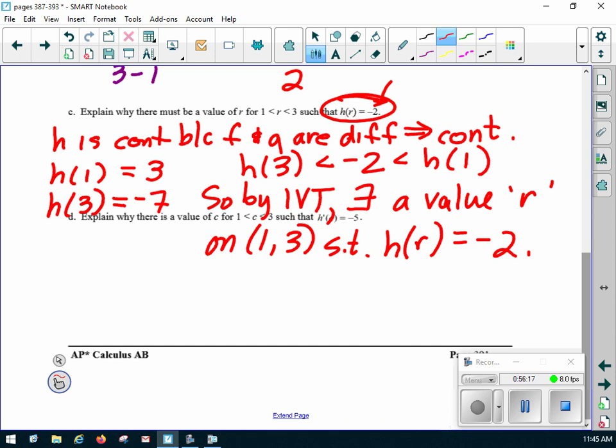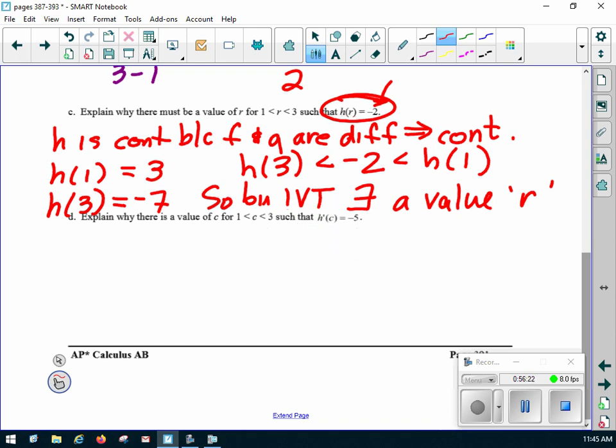All right. We got one more question on this one. Explain why there is a value of C on the open interval 1 to 3 such that h prime of C equals 5. That screams theorem. Is that intermediate value theorem? No. Is that extreme value theorem? No. Rolle's? No. That means mean value theorem.